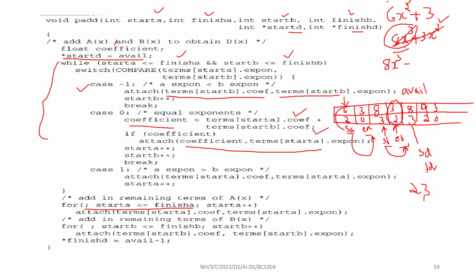The final answer will be 8x cube, 9x square, x, and the last is 3. So this is the result of polynomial addition.